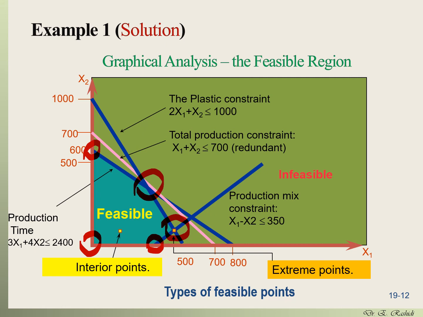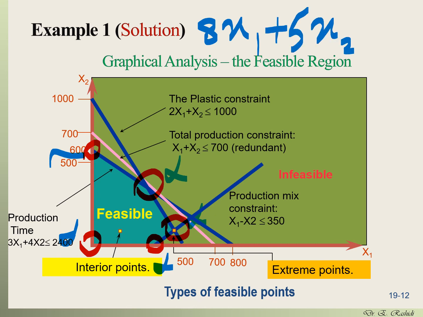One trivial way to solve this optimization problem is to find the objective value for these points. For each of these points, you have x1 and x2 values, and you can plug them into the objective function, which is 8x1 plus 5x2. Whichever of these points gives us a higher value of 8x1 plus 5x2 is going to give us the highest profit, and that's going to be our optimized solution.